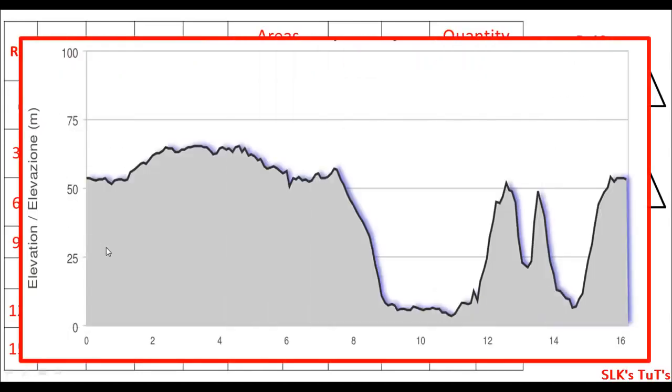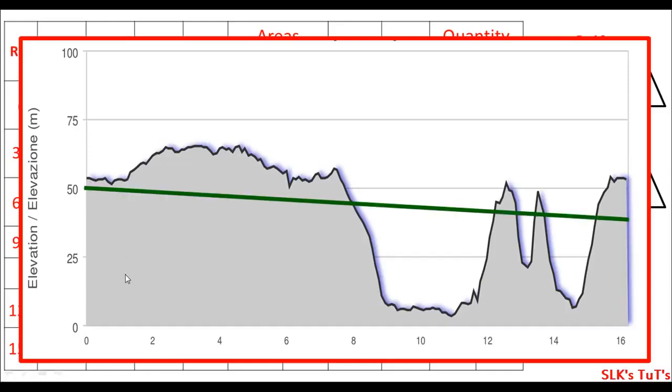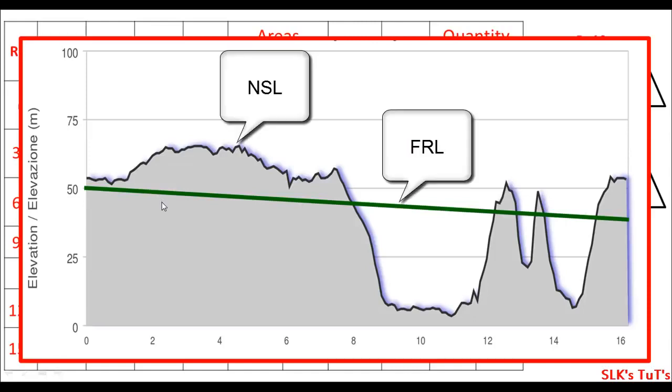Let's consider this as the profile of a road, right? And just imagine me as a designer, okay? And here I'm placing a formation level over here like this one. This green line represents the formation level, okay? Now you can clearly see this portion is in cutting, and this one is in filling, again cutting, filling, cutting, filling, and again cutting, right? So if you see, this is cutting and this one filling.